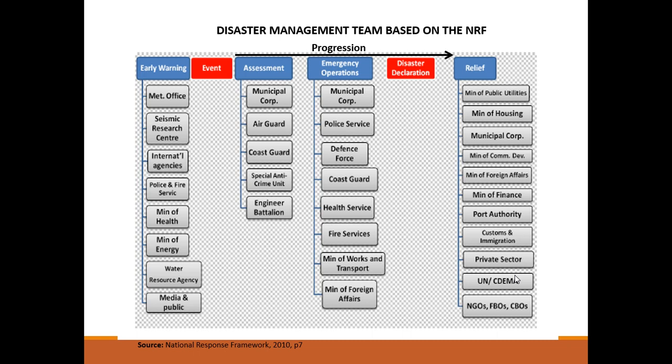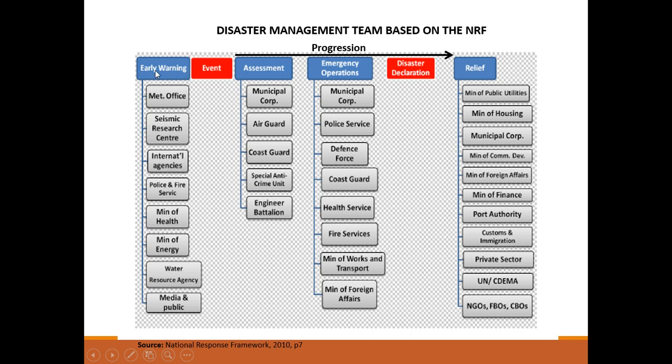This is a schematic of Trinidad and Tobago's National Response Framework. The disaster management teams can be clearly seen in this chart, where you can see the various ministries that are involved in the various phases of the disaster management process. If you follow me at the top here, we see early warning, which would occur prior to the event, and damage assessment after the event. You would also see emergency operations, and depending on the severity of the event, the President of Trinidad and Tobago may be required to declare a disaster, and there would also be the relief phase. These are many of the organizations and agencies involved.